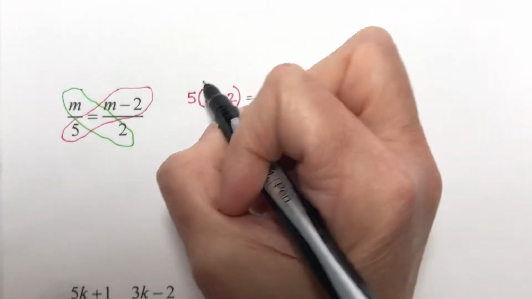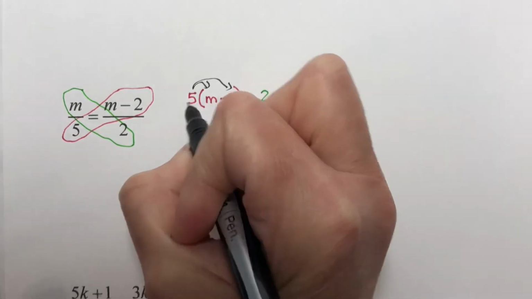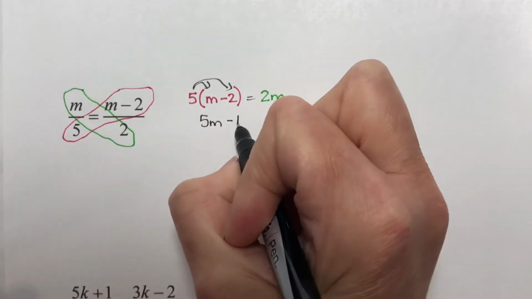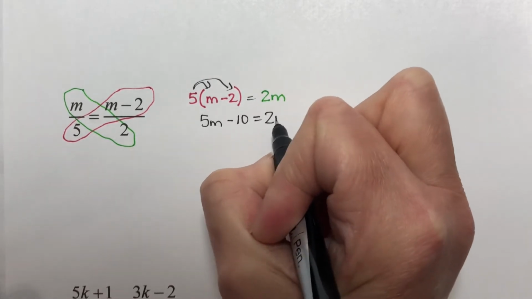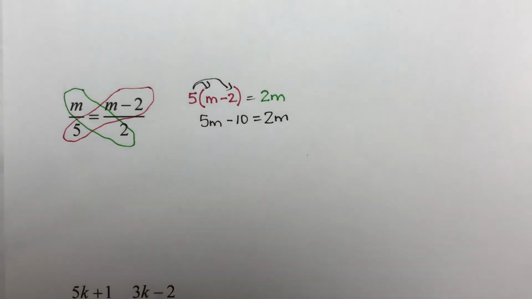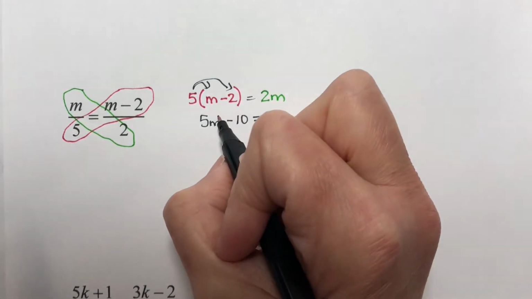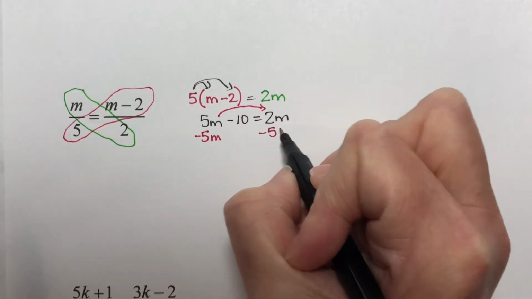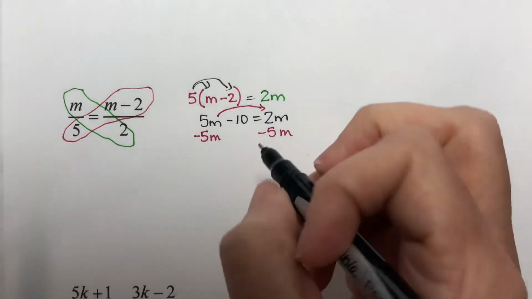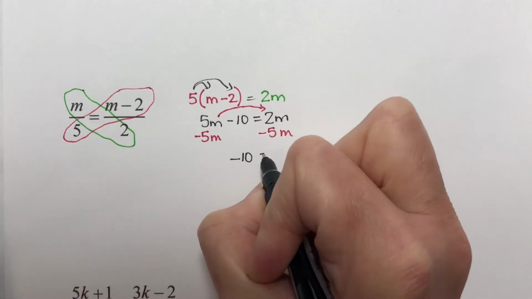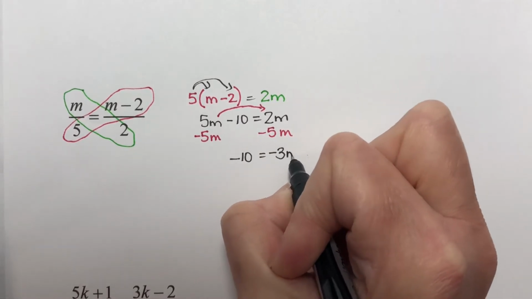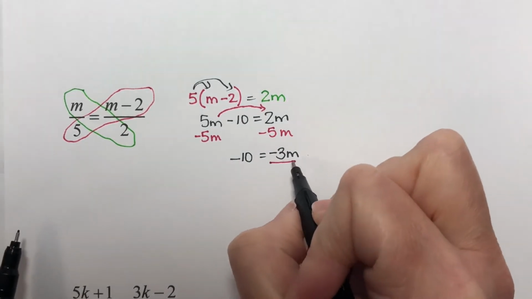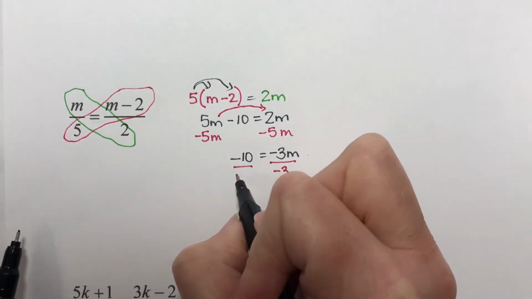Okay, so let's distribute here. 5 times m is 5m, minus 5 times 2 would be 10, is equal to 2m. Okay, I want to get my m's together, so I'm going to move this over to here, subtracting 5m from both sides. I get negative 10 is equal to negative 3m. I need to get rid of that negative 3. That's a multiplier, so I divide both sides by negative 3.